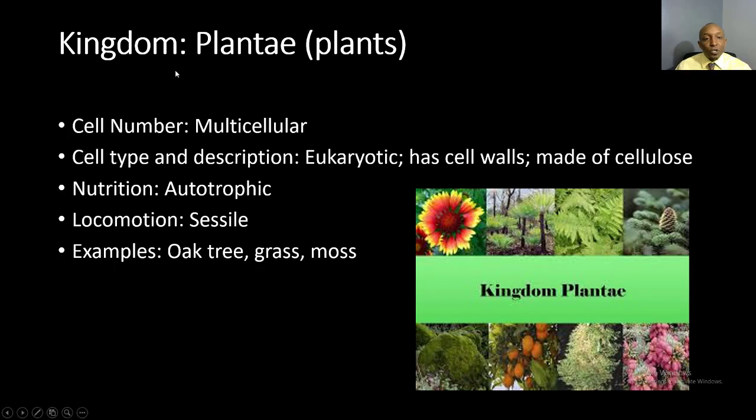And then if we take a look at kingdom Plantae, or plants, one of the ones we are most familiar with. The cell number: they're multicellular. The cell type and description: they're eukaryotic. They have cell walls and they're made of cellulose. Cellulose is what helps hold them up and give them their structure. The nutrition: they're autotrophic. They receive their nutrition and energy from sunlight, because remember, they use the process of photosynthesis to use that sunlight to make food for themselves in the form of glucose. And then the locomotion: they're sessile. Plants don't move. And then examples, we have oak tree, grass, and moss.